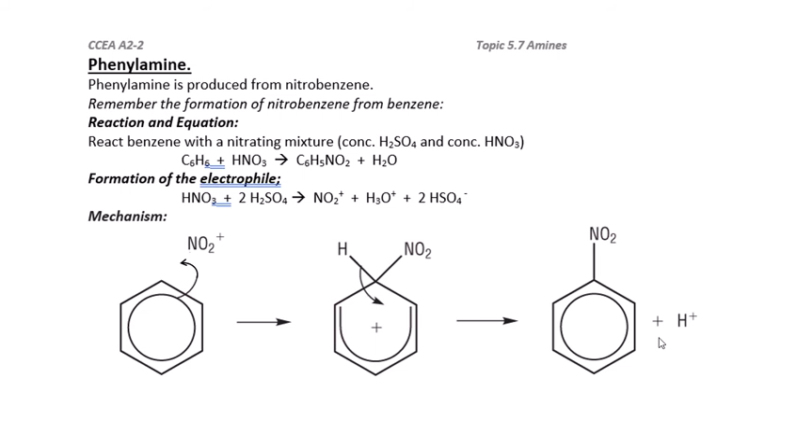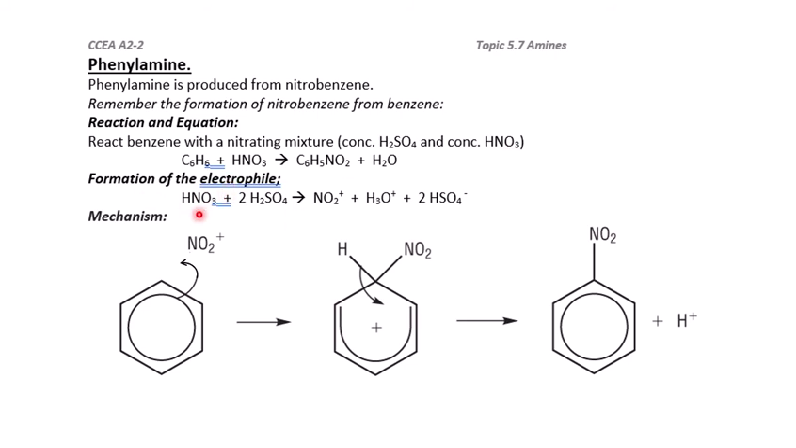Okay, the other reactions of amines are to do with the aromatic one, and it's going to be one called phenylamine, and it's produced ultimately from nitrobenzene. So again, here's a link in with some of our previous work. So you remember from our aromatic work in A2-1, we had seen how benzene is formed. So very quick reminder there of benzene. Overall, it reacts with nitric acid to form nitrobenzene and water. That's made by reacting benzene with a nitrating mixture. That's concentrated sulfuric acid and concentrated nitric acid.